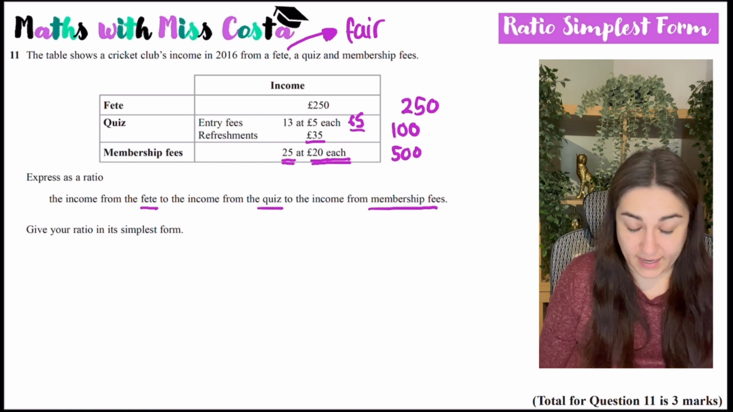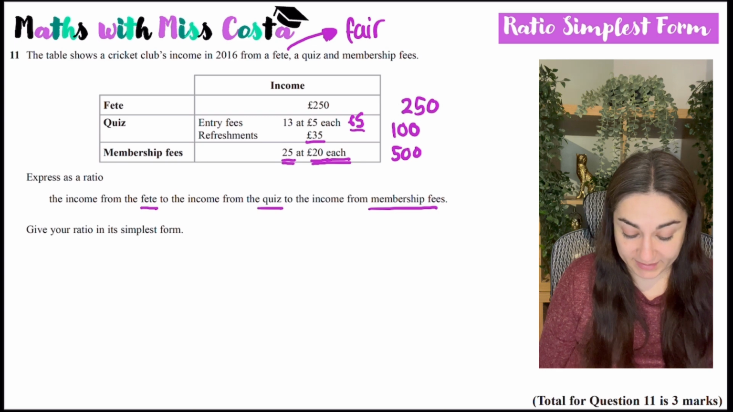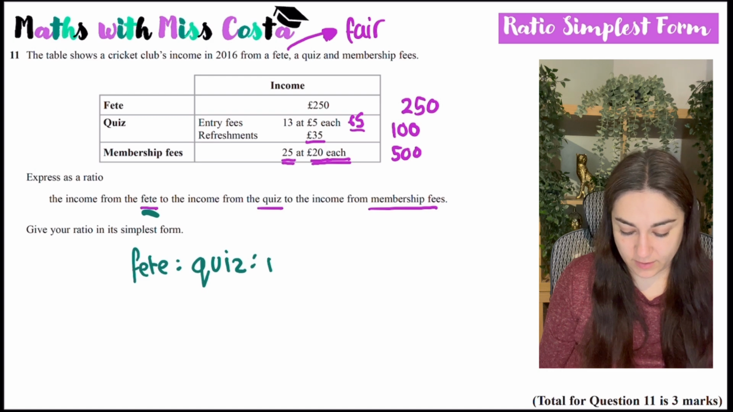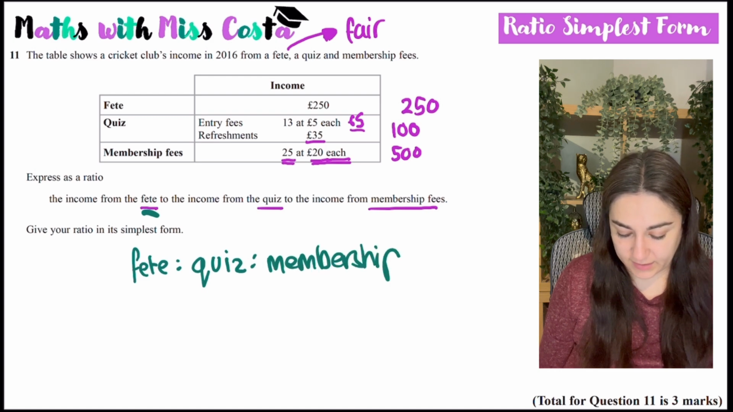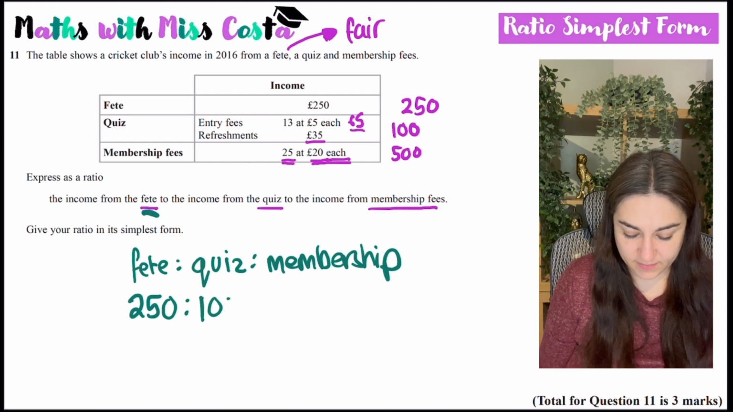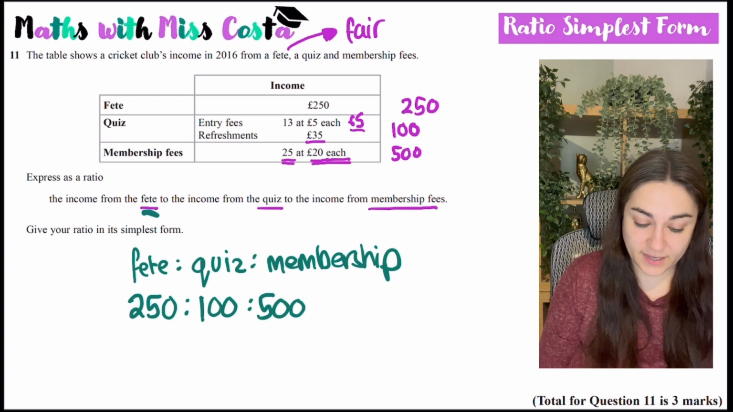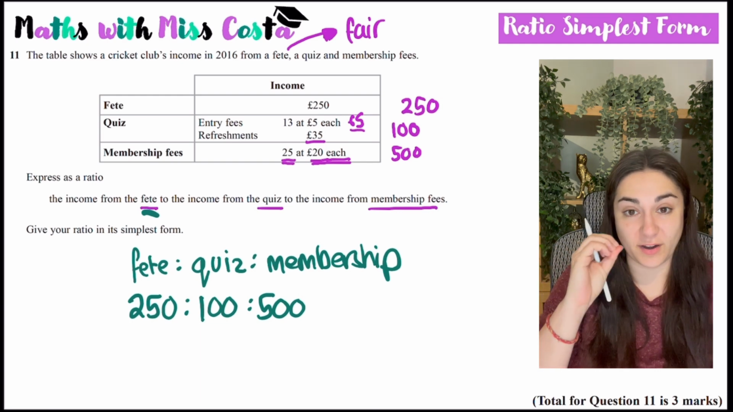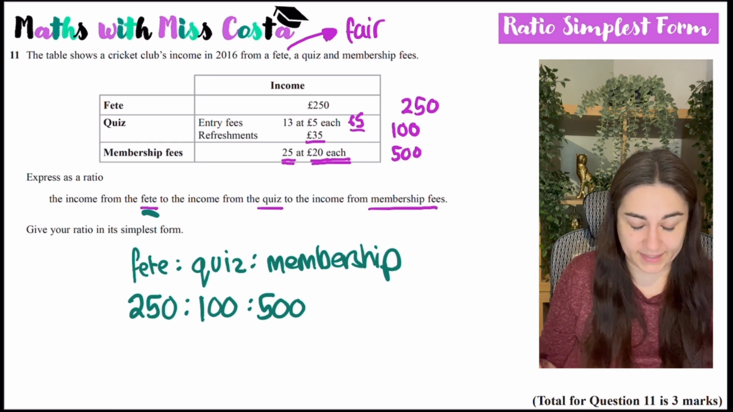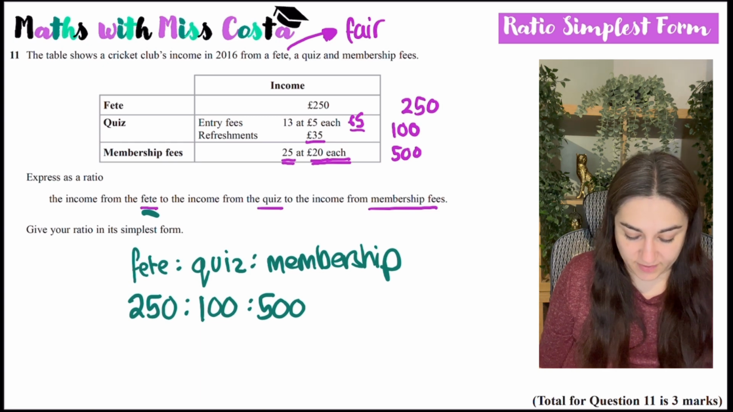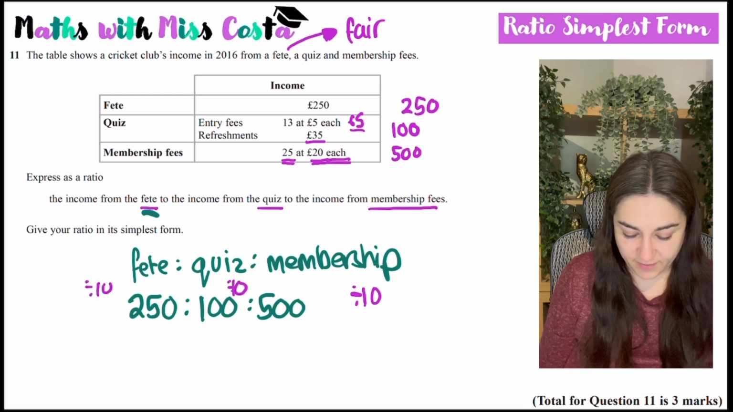So once again, it's ratio. You need to express as a ratio the income from the fete, so I write the fete first, to the quiz, to the membership fees. So I'm going to write 250 to 100 to 500, and it says give your ratio in its simplest form. Just like when I'm simplifying fractions, I can divide each part of the ratio by the same number and it will simplify it. So the easiest thing to do might be to divide by 10 to simplify everything first. If I divide by 10, I can basically just chop off that 0. So it's 25 to 10 to 50.